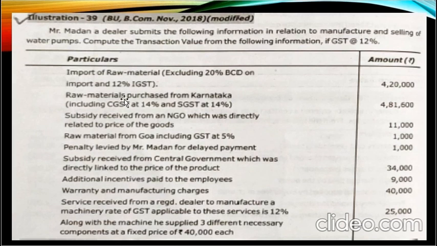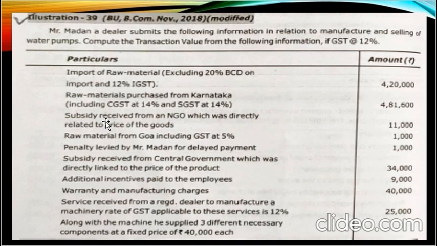Raw materials purchased from Karnataka including CGST at 14% and SGST at 14%, which is 4,81,600. Then subsidy receipt from NGO, which was directly related to the price of goods, is 11,000. Raw materials from Goa including GST at 5% is 1,000. Penalty levied by Mr. Madan for delayed payment is 1,000. Subsidy received from central government, directly linked to the price of the product, is 34,000. Additional incentives paid to the employees 9,000. Warranty and manufacturing charges 40,000.